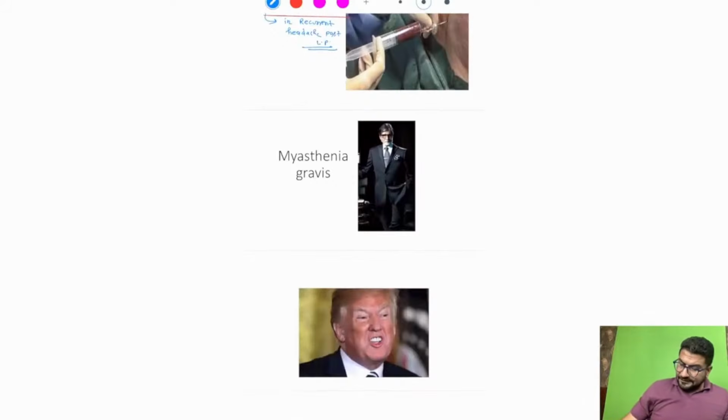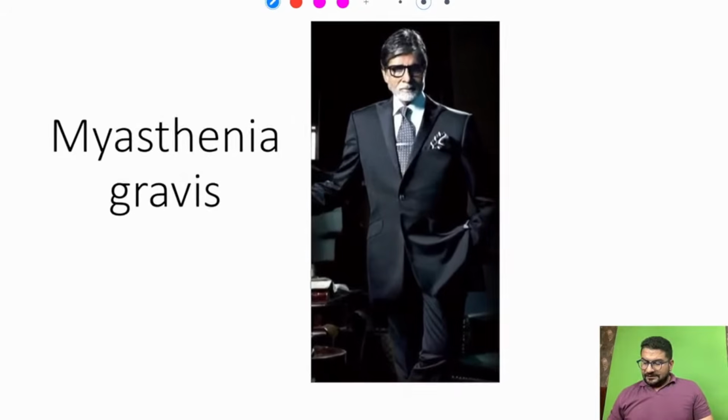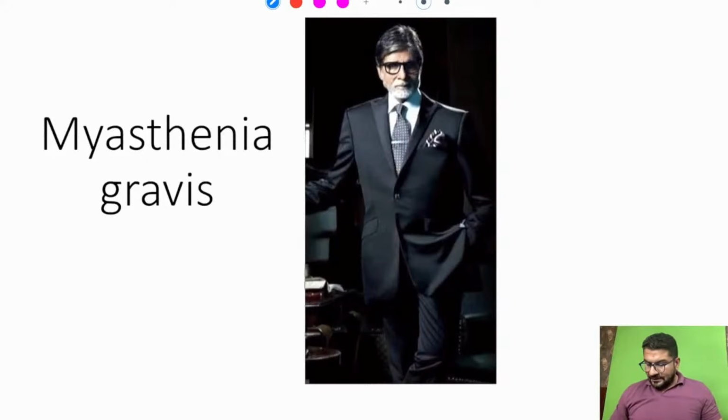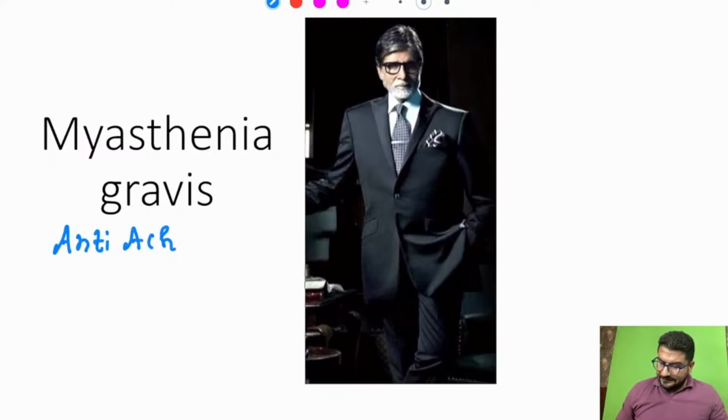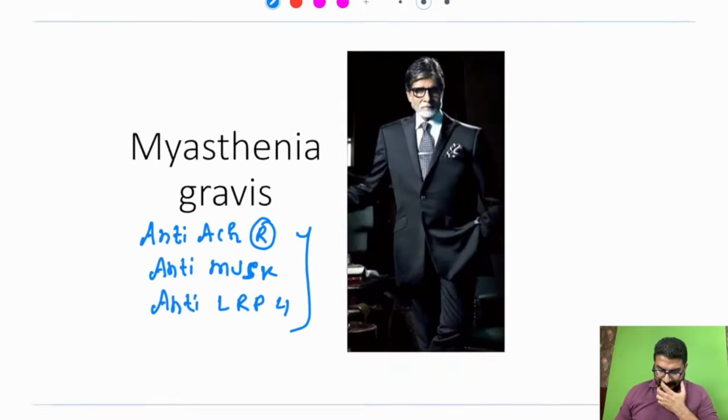Okay, now let's talk about myasthenia gravis. Myasthenia gravis is a disease which Amitabh Bachchan has. In 1984 he was diagnosed with this. Here we have three important antibodies which you have to remember. This is called anti-acetylcholine receptor antibody. Second antibody will be anti-MuSK antibody. MuSK means anti-muscle specific kinase. And third antibody which you have to remember, this was last year's INICET question, anti-LRP4. So these three are the main antibodies which we find in myasthenia.